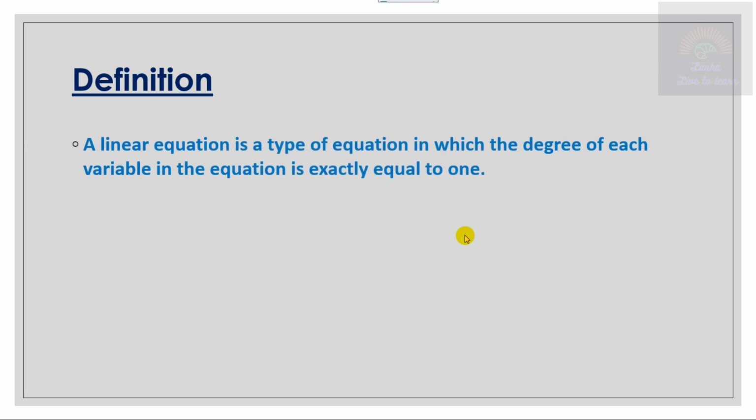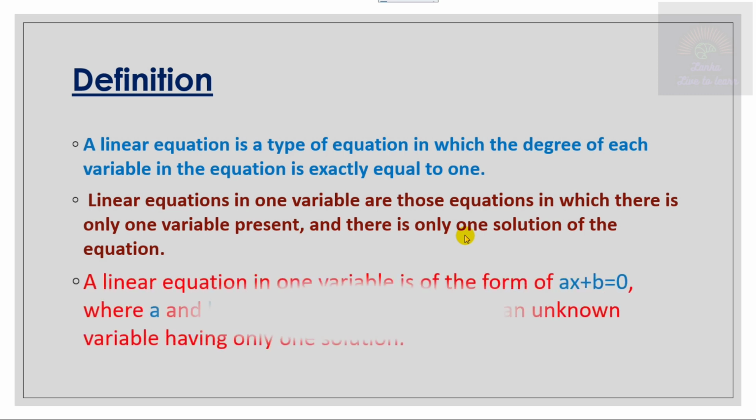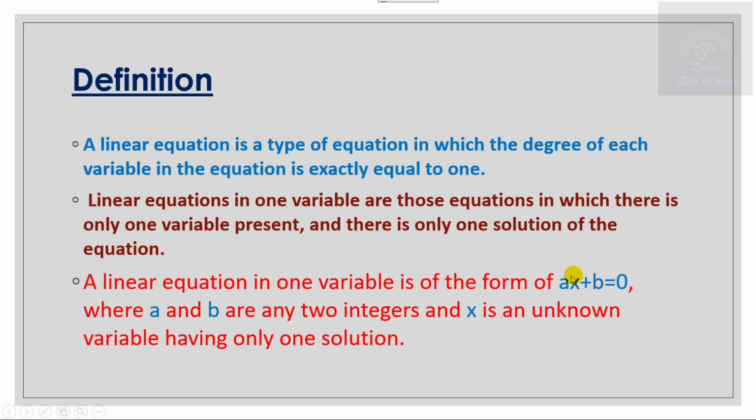A linear equation is a type of equation in which the degree of each variable in the equation is exactly equal to 1. Linear equations in one variable are those equations in which there is only one variable present and there will be only one solution of the given equation. A linear equation will be in the form ax plus b is equal to 0, where a and b are integers and x is an unknown, that is, we can call it a variable. We have to solve this equation to know the unknown value.